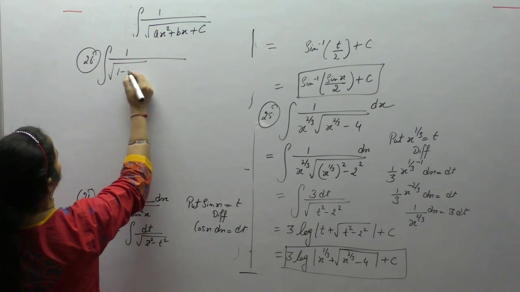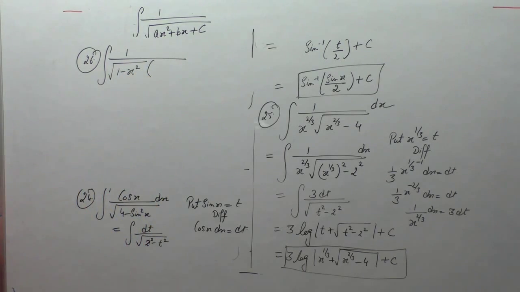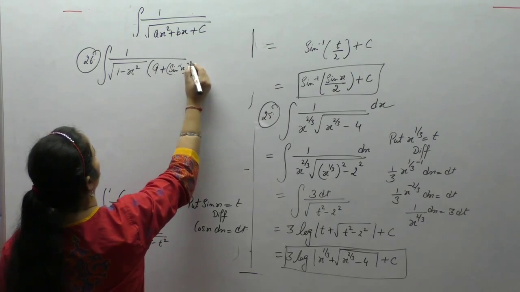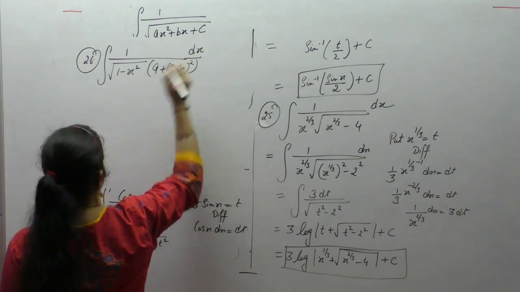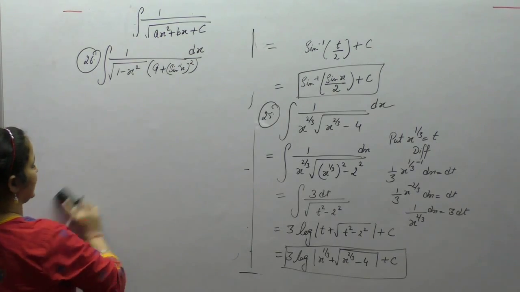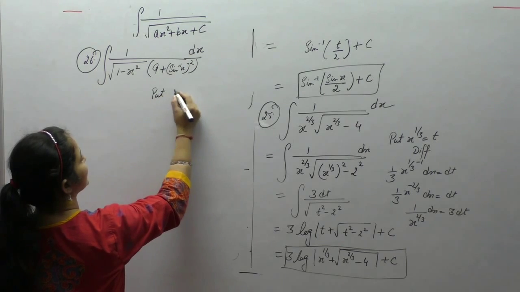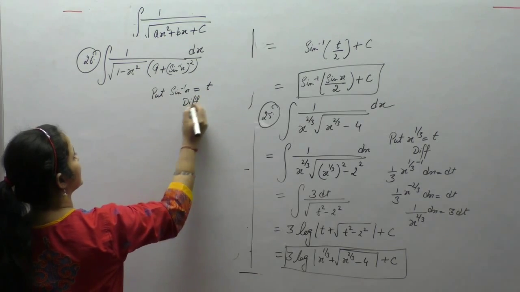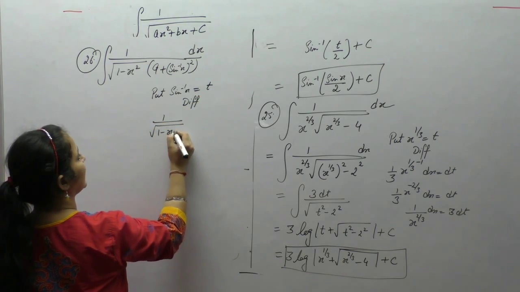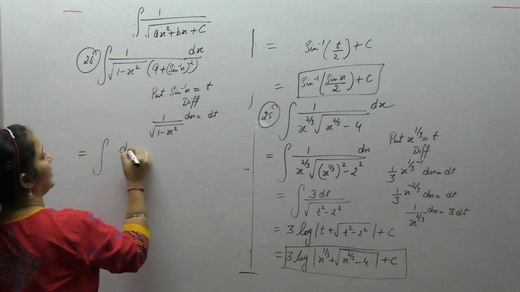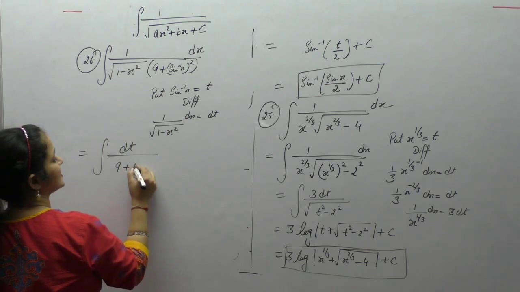Next is the integral of 1 upon square root of 1 minus x square into 9 plus sine inverse x whole square dx. Here we have the derivative of sine inverse x, so we put sine inverse x as t. The derivative of sine inverse x is 1 upon square root of 1 minus x square, so we get dt upon 9 plus t square.